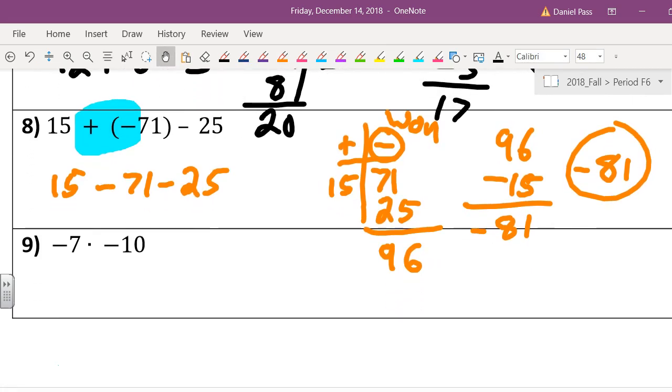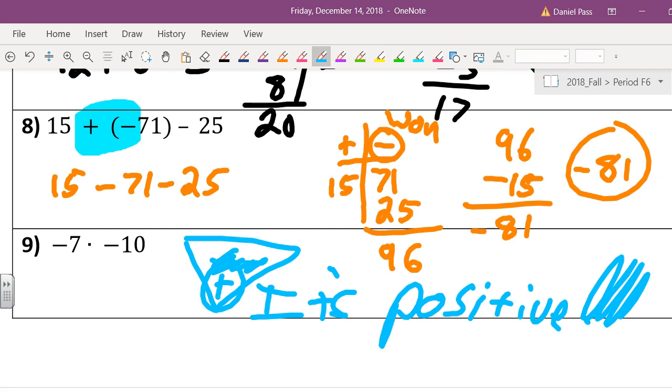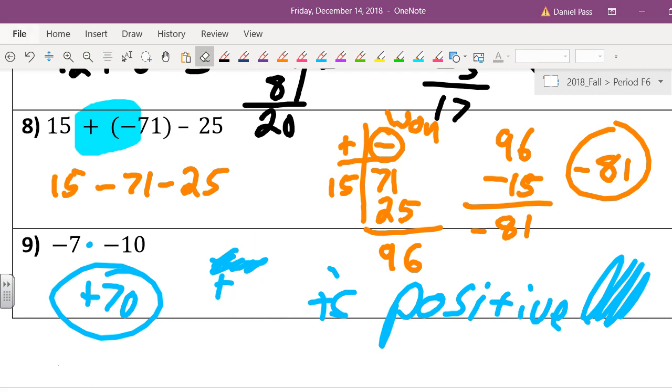Okay, number 9 is pretty easy. What's the sign of the answer, guys? It's a positive. Why? Because Dorito Man said so. Why is there a dot right there? That's because that's a times multiplication. Dot for multiplication. Okay, so the answer is positive 70. Thanks for helping us, Dorito Man. Dorito Man is always there for us.